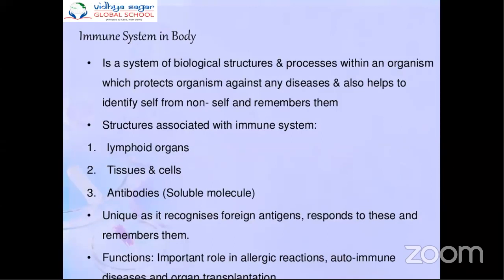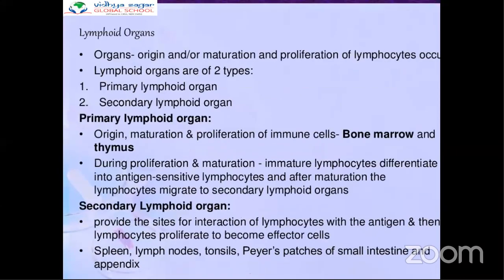The structures associated with the immune system, that is the components of the immune system, are lymphoid organs, tissues and cells called immune cells, soluble molecules like antibodies, and one more thing, lymphoid tissues. It is unique as it recognizes the foreign antigens, responds to them, and remembers them. It plays an important role in allergic reaction, autoimmune disease, and organ transplantation.